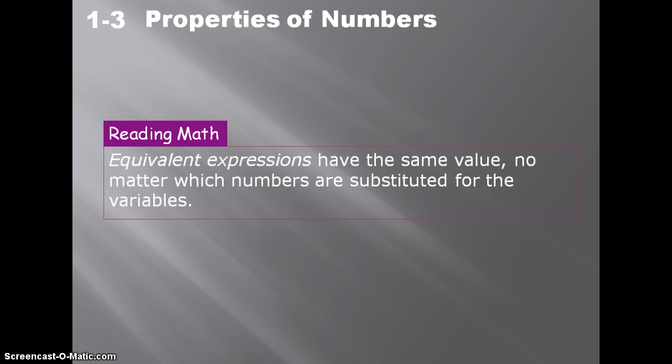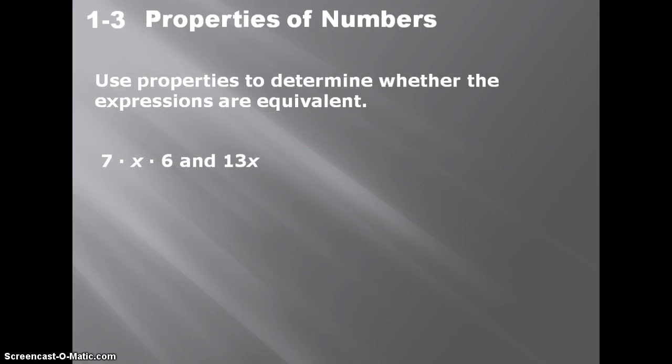Equivalent expressions have the same value no matter which numbers are substituted for the variables. So both sides of the equal sign are the same. Let's see if these properties can get us to decide if the expressions are equivalent. So we're going to take 7 times x times 6, use properties to see if we can get it to equal 13x. Well, the first thing we could do is use the commutative property and rearrange those numbers so that 7 times x times 6 can be 7 times 6 times x.